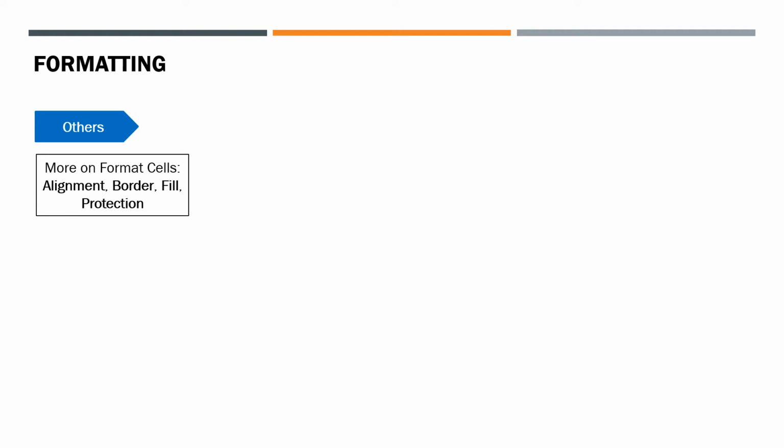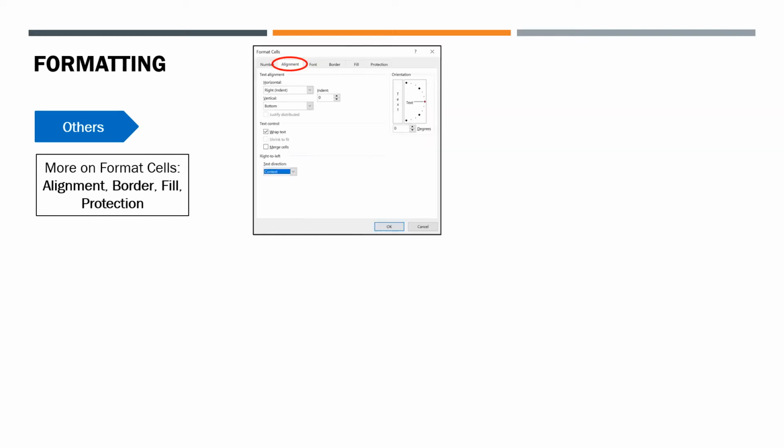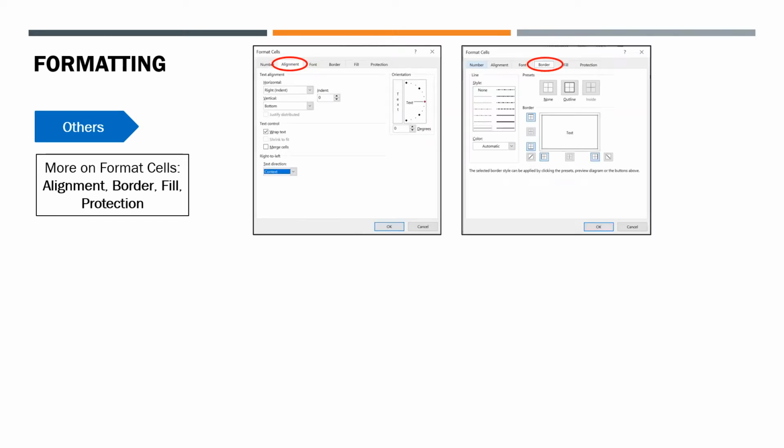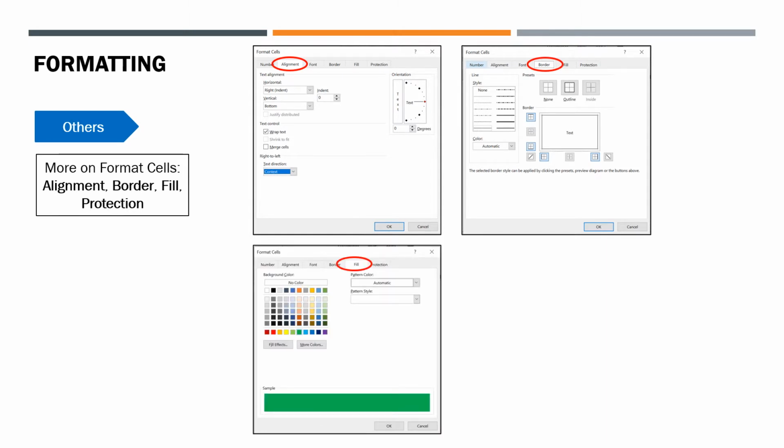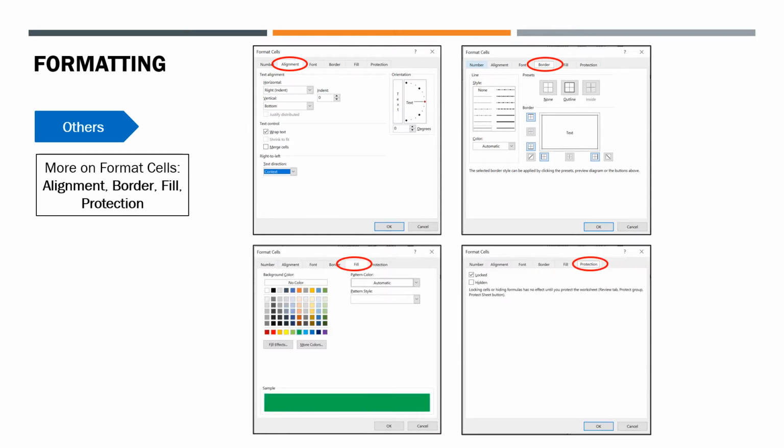And there are also other types of formatting such as alignment. This is basically similar to Microsoft Word. There are also border, fill, and protection. You can use border and fill to colorize your cells, or protection.